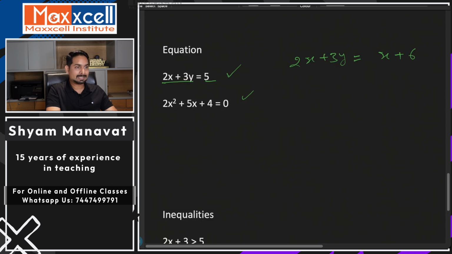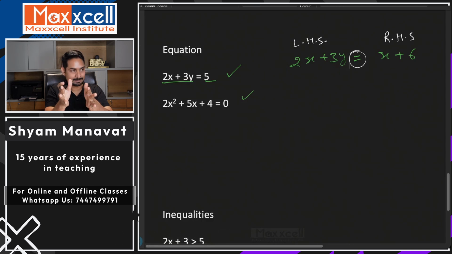The left part of the equal sign is called the left hand side, and the right part of the equal sign is called the right hand side. The equal sign divides the expression into two parts. One is the left hand side and the other is the right hand side.